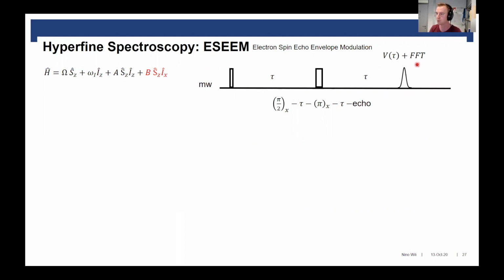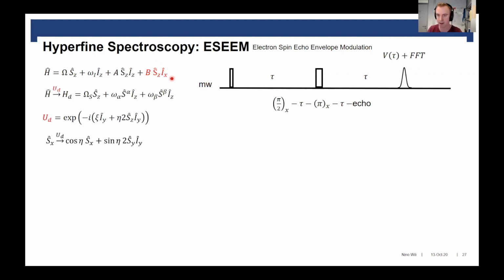If you look at this sequence here, pi half, tau, pi, tau, and then echo. If you think that the B term is away, it's very easy to describe, because everything just refocuses if you just do it on the electron spin. But the point is that if you have this coupling, it doesn't. Because you cannot just use the product operator formalism, because this term doesn't commute with the rest, right? I mean, you can do it numerically, but not analytically like this.